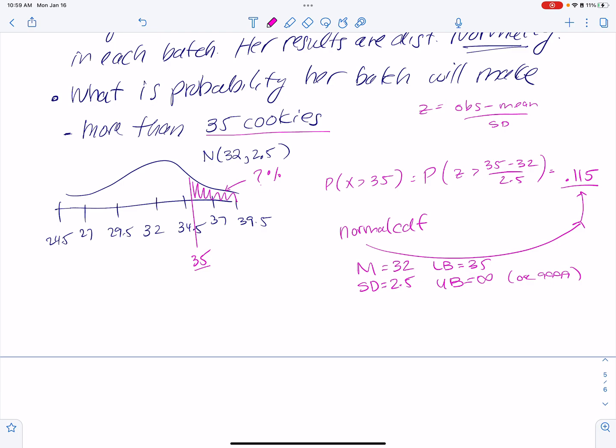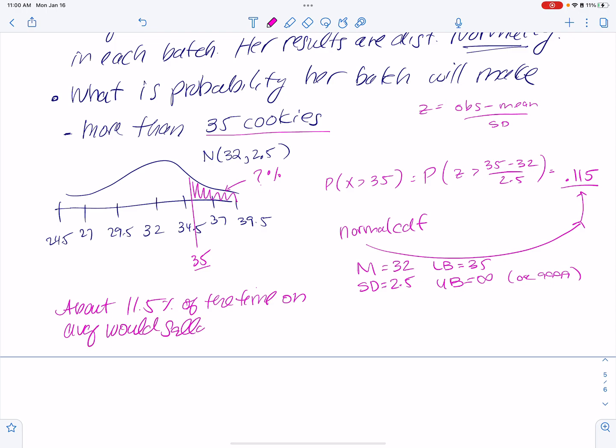So I'm just going to go ahead and write my sentence. About 11.5% of the time, on average, would Sally's batch have more than 35 cookies? And that's it. Okay, so that's for more than 35.